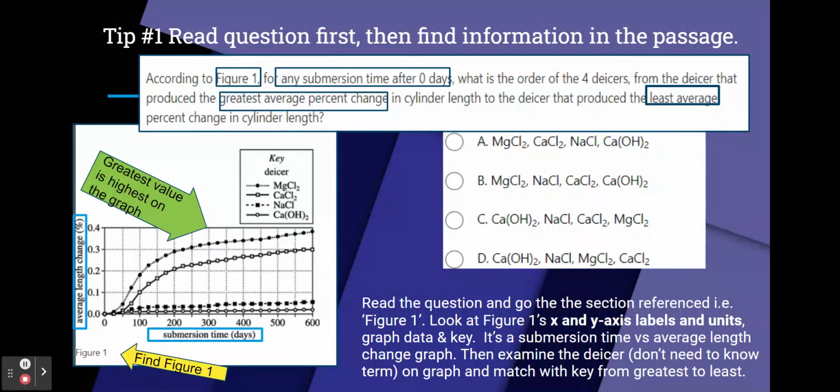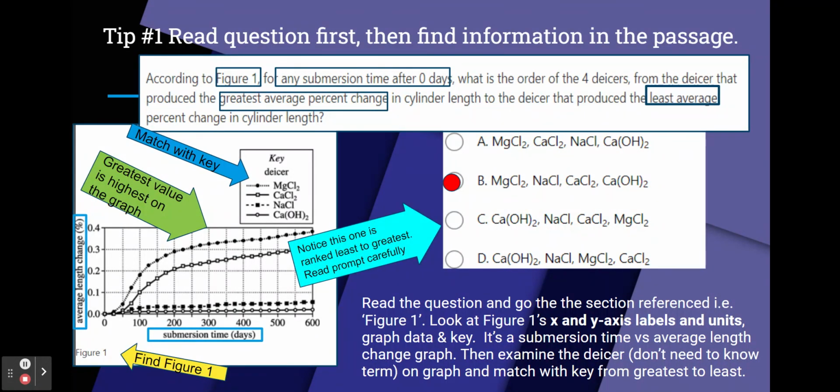So what we need to do is look at our graph, look at greatest to least, and match it with our keys. Again, it doesn't matter if you know what de-icers are, if you know those chemical compounds or not. I'm not going to attempt to pronounce those because it's been 29 years, but I can read the chart to know that the solid dot is the highest, then the open square, then the solid square, then the open dot. So all I need to do now is match that over on the answer key. So we're looking at the graph, we're ranking greatest to least. And notice I also had a distractor here, so it's important you read the prompt carefully.